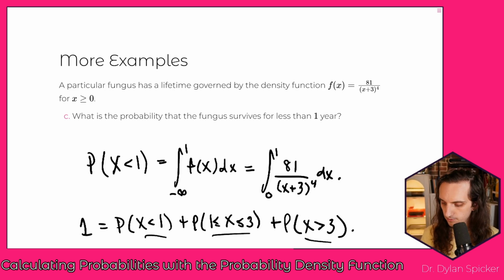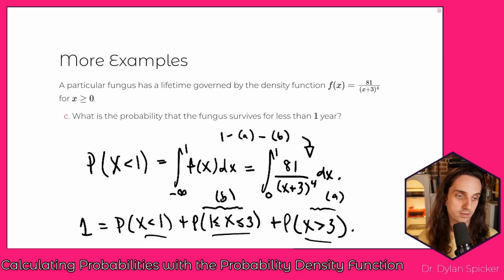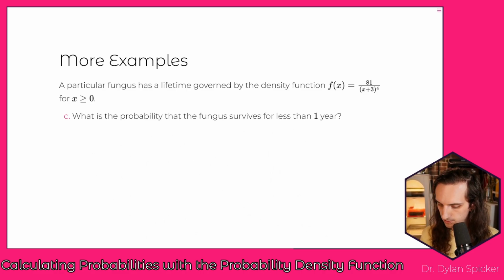The reason that this is helpful is because in part B, we worked out this probability, and in part A, we worked out this probability. So what we could do, if we wanted to, is simply take 1 minus the probability from A minus the probability from B. That's going to give us the same thing as if we solve this integral right here. So either doing the integral or solving this directly will give us the probability that we're looking for.